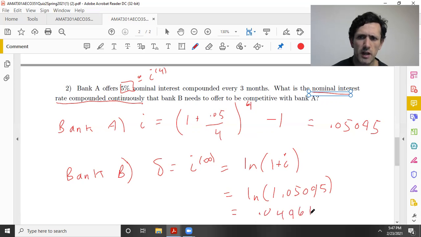This is going to be 0.04969. And again, the practical interpretation is if Bank B offers a nominal interest rate compounded continuously lower than 4.969%, then the equivalent effective annual interest rate for Bank B will be less than that for Bank A, and hence Bank B will be less competitive than Bank A. Sorry, this is a 9 here, 0.04969. Any questions on this quiz, let me know.